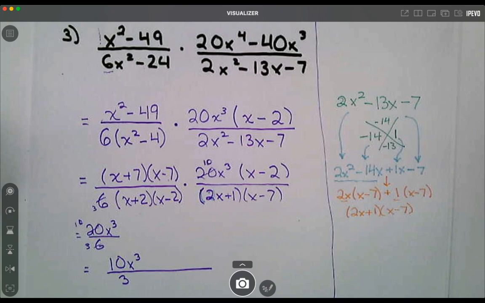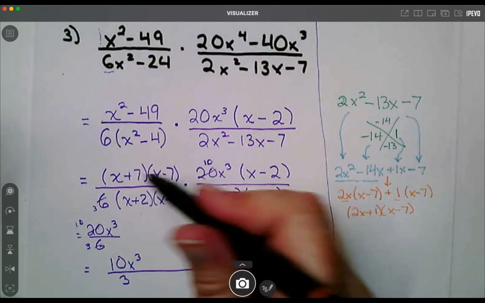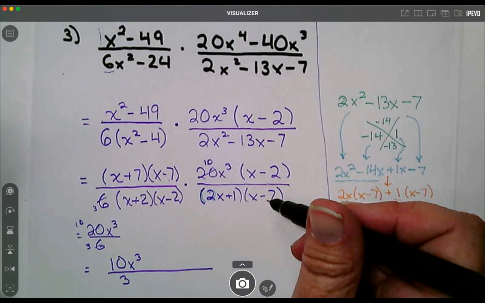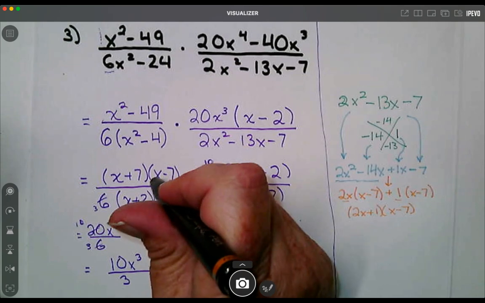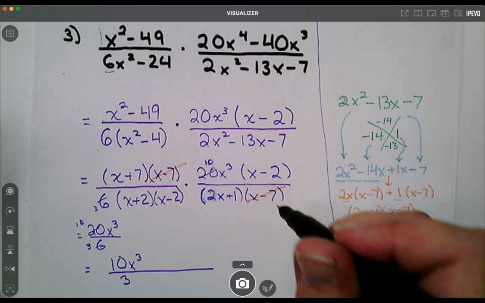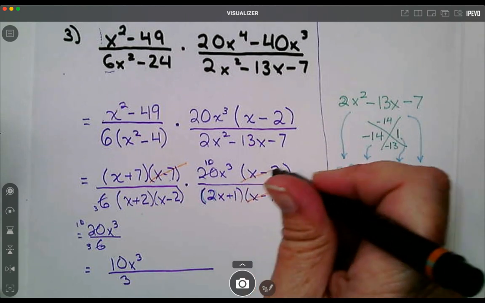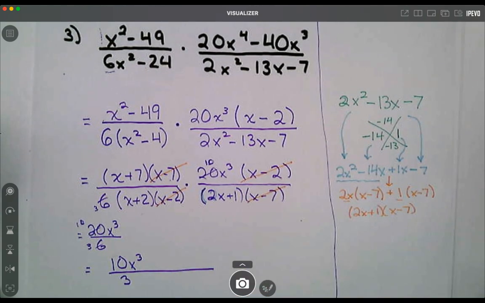Now let's look at all of our factors here. Here is x plus 7. I do not see another x plus 7. Here's x minus 7, and there's 1 in the denominator here. So I'm allowed to cancel as long as it's numerator, denominator. Here's an x minus 2. I can cancel that. I think I've done everything I can.